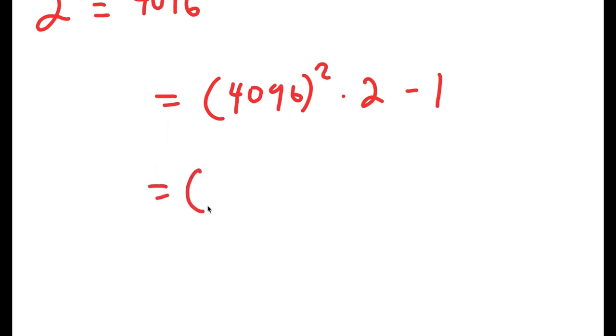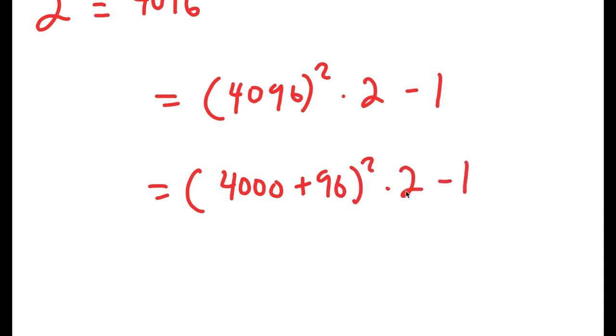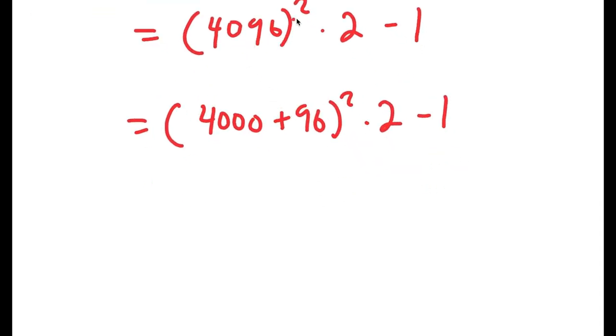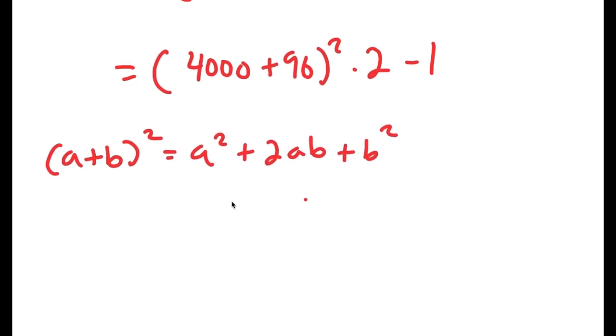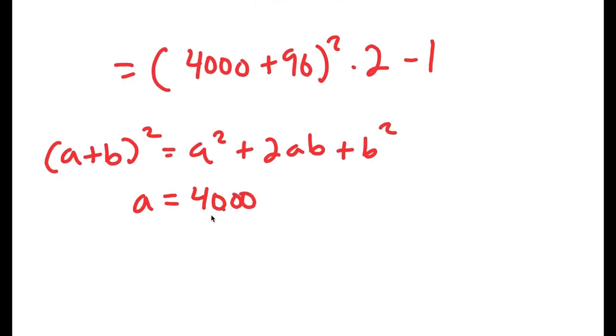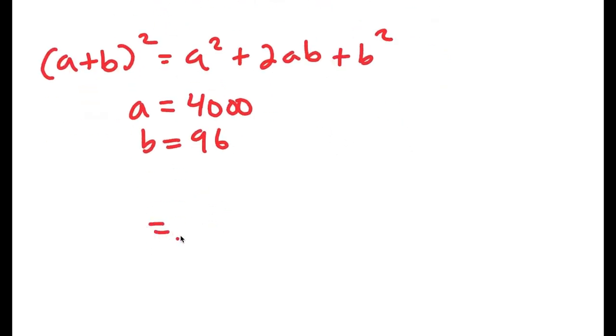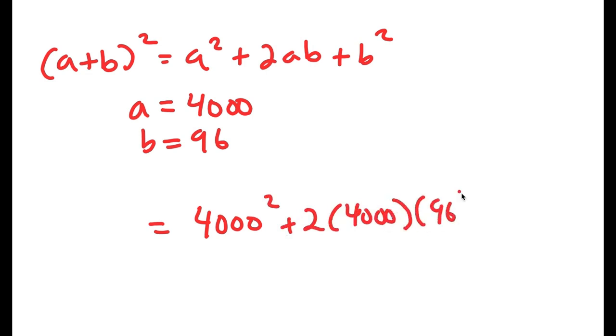And now this is equal to, I'm going to simplify this, 4000 plus 96 squared times 2 minus 1. And the reason I'm doing this is because 4096 squared is really hard to calculate by itself. So if we change it to 4000 plus 96 squared, I can use the property a plus b squared is equal to a squared plus 2ab plus b squared. So in this case, a is 4000 and b is 96. So this turns into 4000 squared plus 2 times 4000 times 96 plus 96 squared.